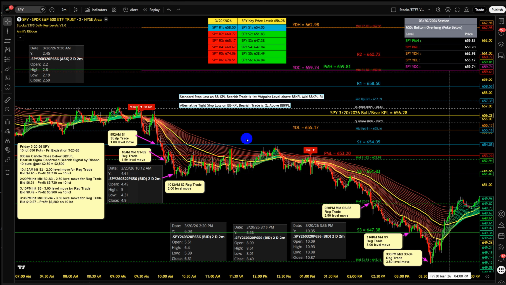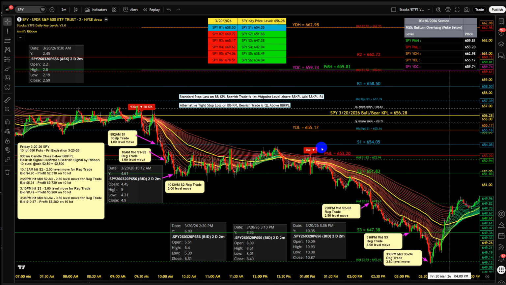So a one level move in your favor, how that is determined for your exit is you take the level that you're basing the trade on, in this case the bull bear KPL, the direction that you're trading, in this case down since it's the bearish trade, and you look one full level down, that's the S1 level 654.05.